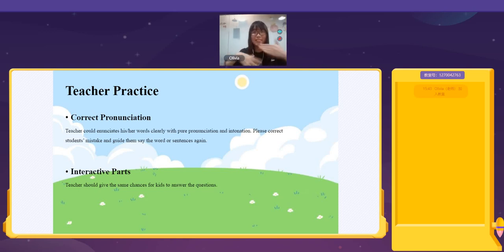Yeah, but mix the different orders. Make sure they have the same chances to repeat after you and to answer the questions. It can build their confidence. On the other hand, teacher could choose kids who are outgoing and have a basic level to practice first when you want to teach kids to practice words or sentences.